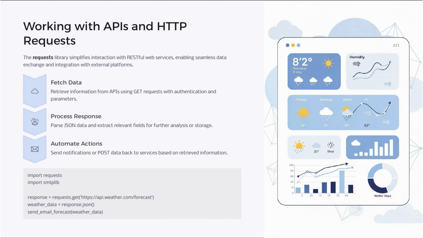The requests library streamlines interactions with RESTful APIs, allowing efficient data retrieval and integration. Use GET requests with authentication to fetch data, then parse JSON responses to extract necessary fields. Automate actions by sending notifications or posting data back to services. For example, retrieve weather forecasts and email them using Python's smtplib.